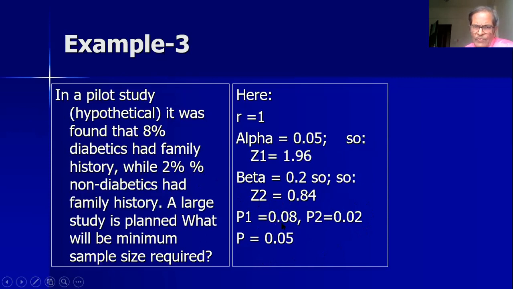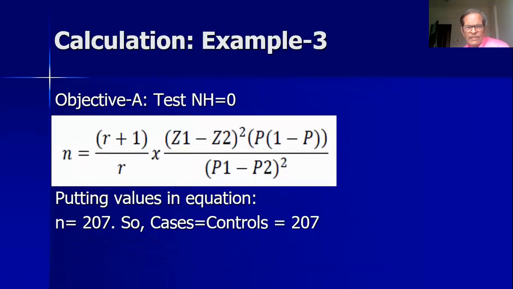And the average of this 0.08 and 0.02 is 0.05. That is the P value. It is given by adding these and dividing it by 2. And this is the formula that was given to you previously. Putting these values in the equation, here r is 1, so it will ultimately be multiplied by 2, plus 1 divided by r. The respective Z values and the P value, and P1 and P2, and it is squared, these values are put. So the value that is given, n, is 207.